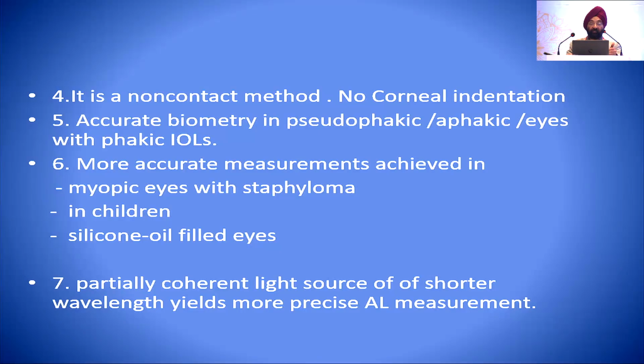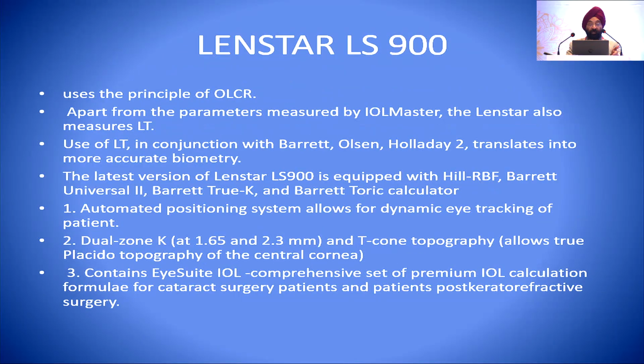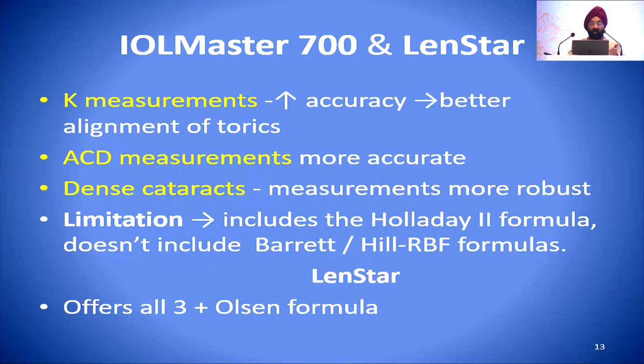Then it's a non-contact method. You can get accurate assessment in pseudophakic eyes, more accurate measurements in staphylomatous eyes, in children, and silicone-filled eyes. So this measurement is done with optical biometry, where you have also telecentric keratometry measurement. You can have it with either the IOL Master 700 or with LenStar, which have also the newer generation formulas incorporated. So the keratometry measurements are more accurate, anterior chamber depth measurements and axial length measurements are more accurate, although there is some concern in very dense cataracts, but the newer generation of optical biometers also take into account all these measures.